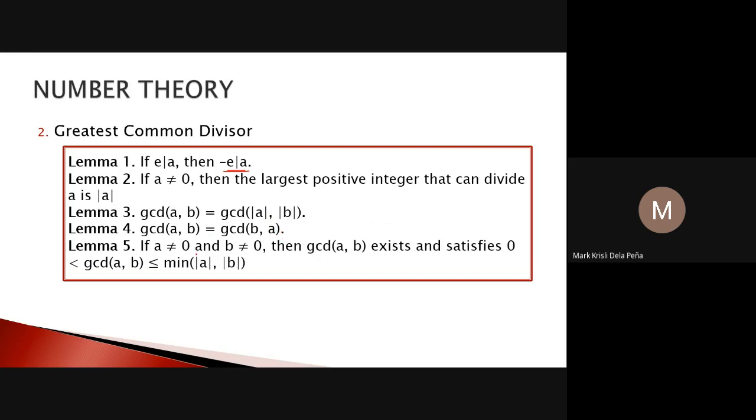Then we have, if A is not equal to 0 and B is not equal to 0, then the greatest common divisor of A and B exists and satisfies 0 is less than the greatest common divisor of A and B, and it is less than or equal to the minimum of the absolute values of A and B.